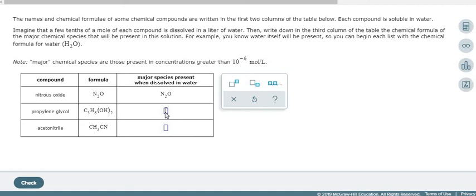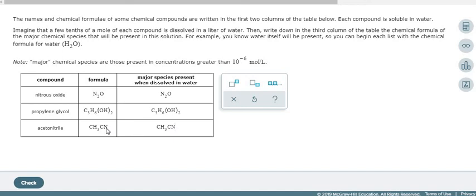Propylene glycol is going to be C3H6. You guys are probably faster at this than I am. And this is going to be OH, and then finally 2. Then acetonitrile, again, that is a molecular compound. They're all covalent bonds in there, so it's not going to break apart at all, even though it is soluble in water. And so I'm just going to write acetonitrile right there.